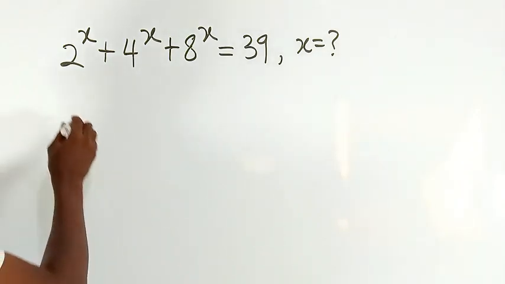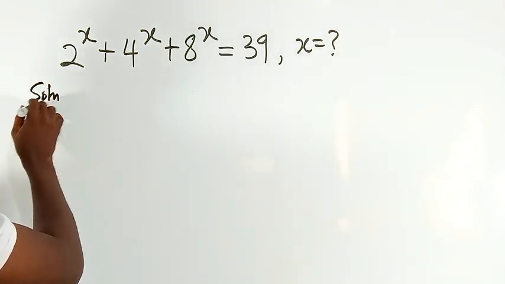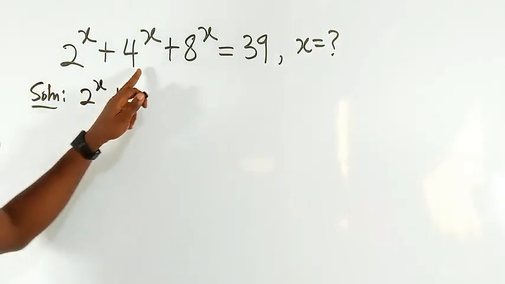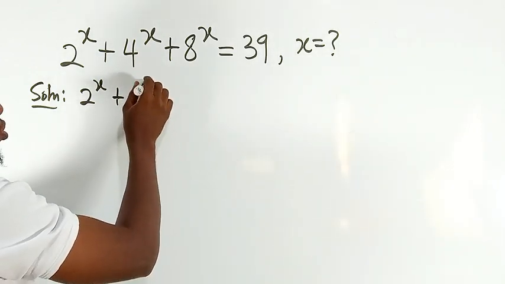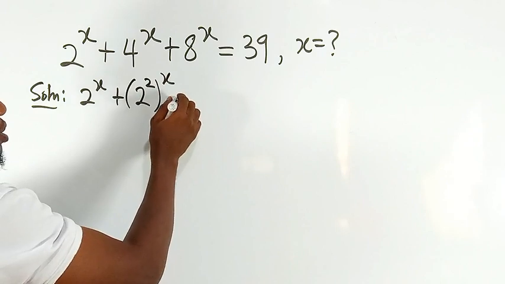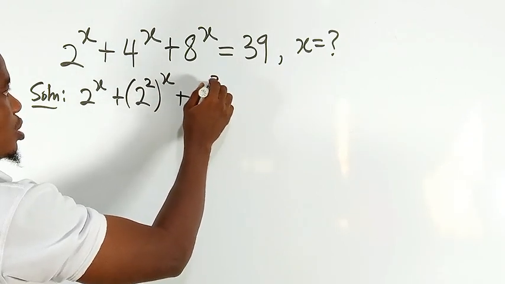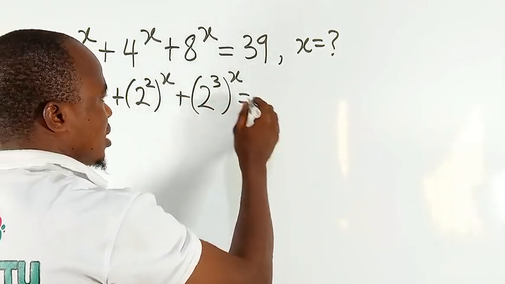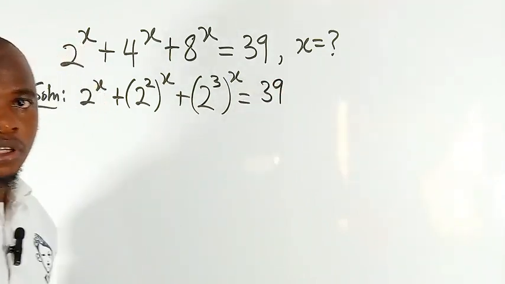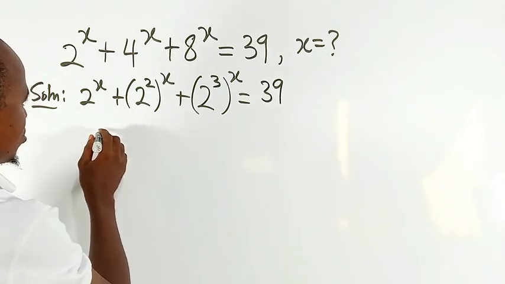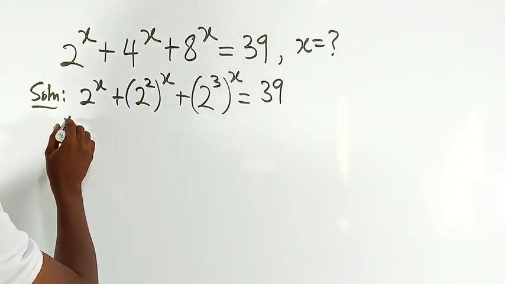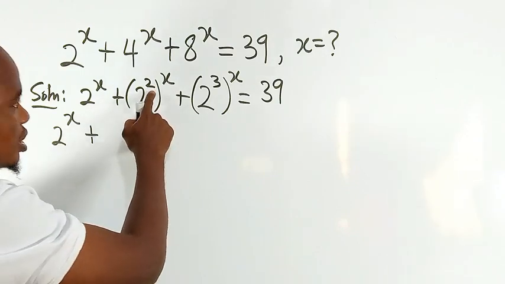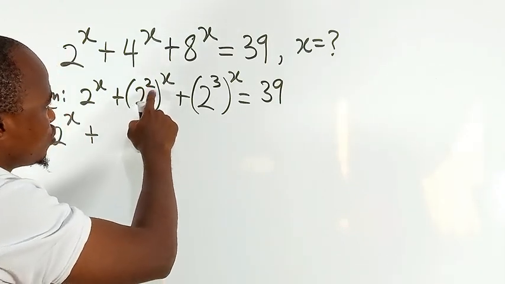Now what we are going to do from here is the solution. I'm going to have this be 2 to the power of x plus, you see this 4 here, I'm going to write it as 2 to the power of 2, then to the power of x, plus 2 to the power of 3, to the power of x, then equals 39. Okay, so now from that, the next thing I'm going to do, I'm going to have 2 to the power of x, plus, you see, we have 2 to the power of 2x.